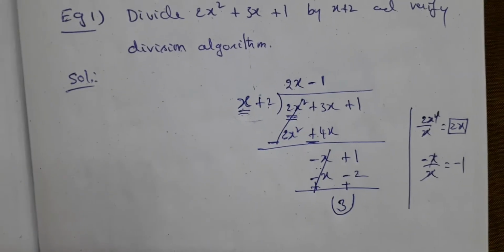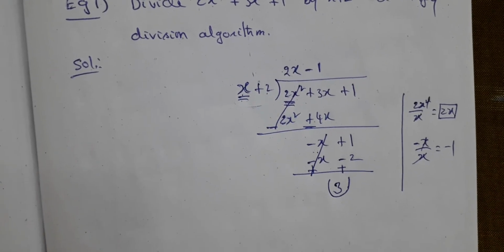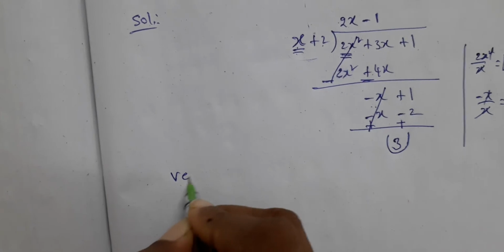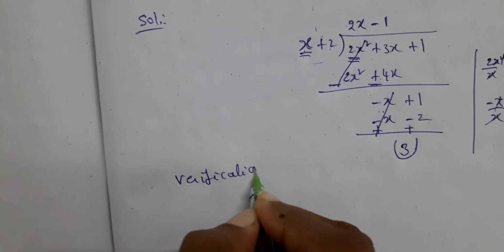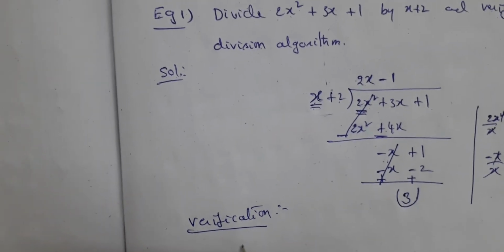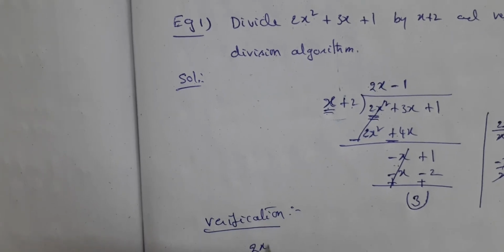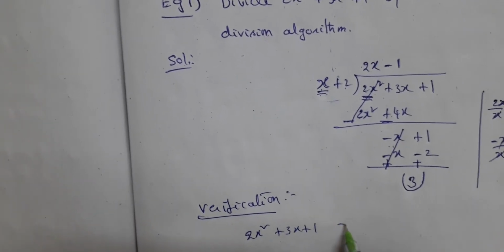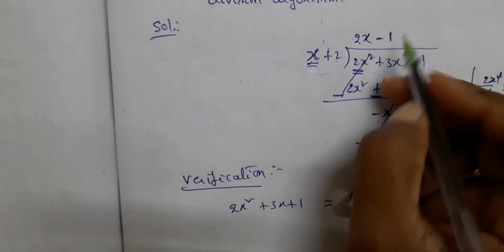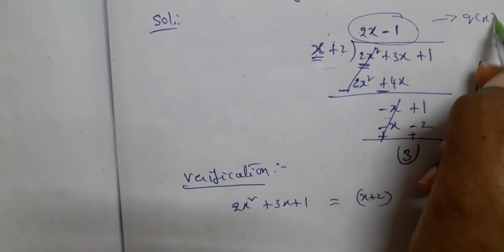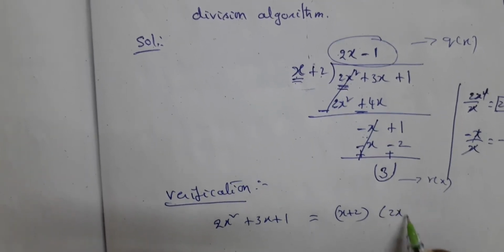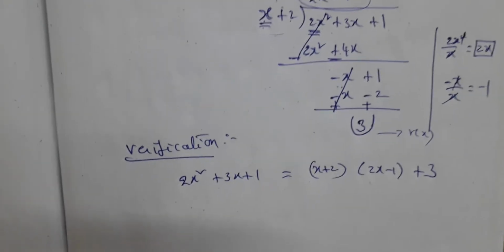So we got the remainder, we got the quotient, we know the divisor and the dividend. Now let us verify the division algorithm. Verification part. So what is given to us? P of x, that is 2x square plus 3x plus 1, is equal to g of x, that is x plus 2, into q of x, because this is q of x, and this is r of x. Therefore x plus 2 into 2x minus 1 plus 3. So this is what we need to verify.